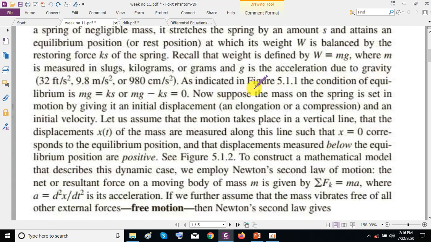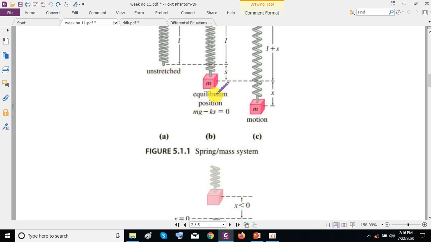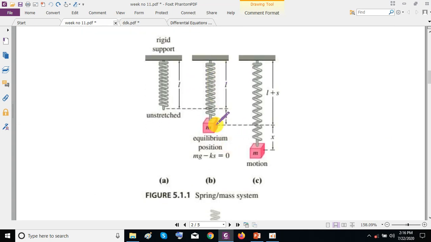So in figure 5.1.1, the condition of equilibrium is mg equals ks. In this position, two forces are acting at the same time, which keep the system in equilibrium. The first force is in the downward direction, which is the weight of the object, that is mg, and the second force is in the upward direction, which is the restoring force of the spring, whose value is ks, and which is in the opposite direction of the weight.